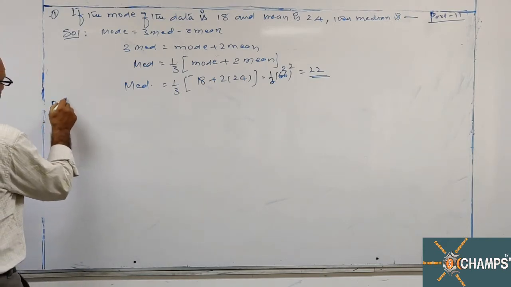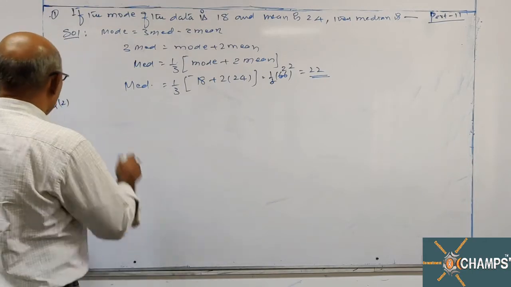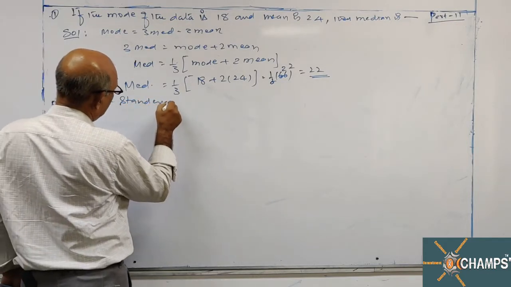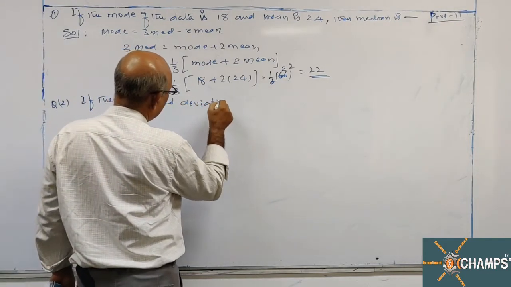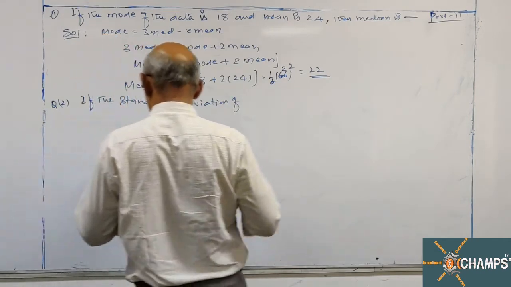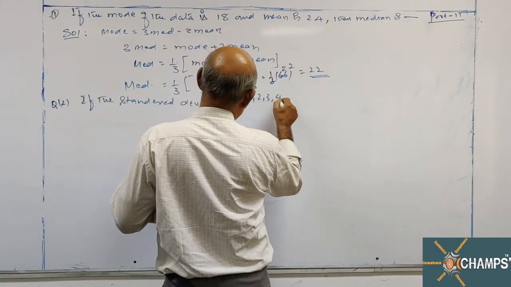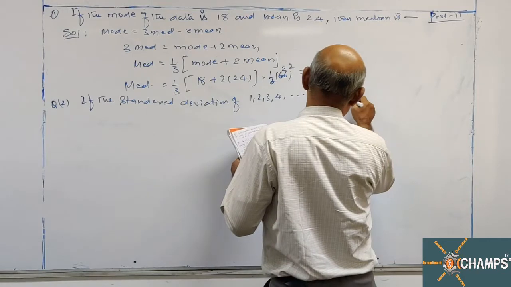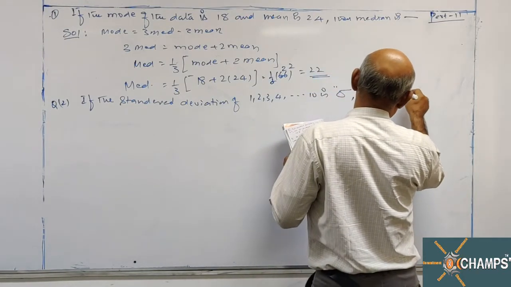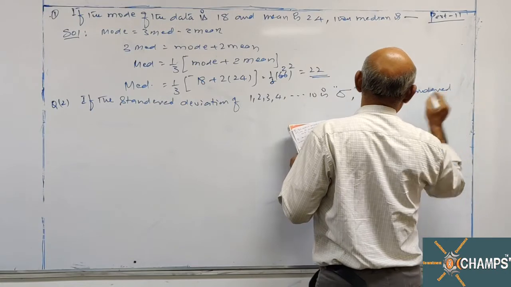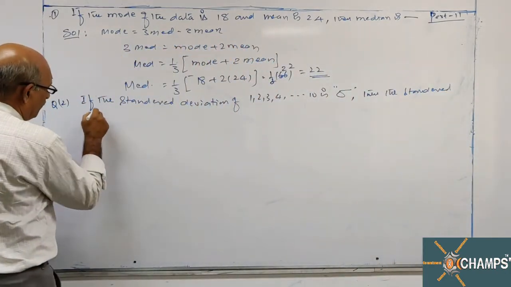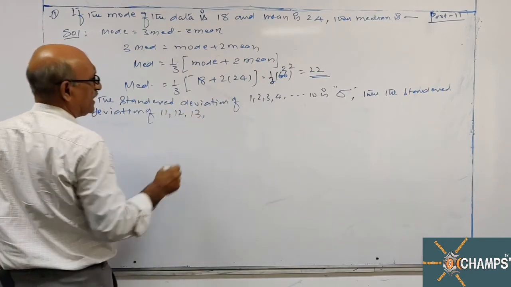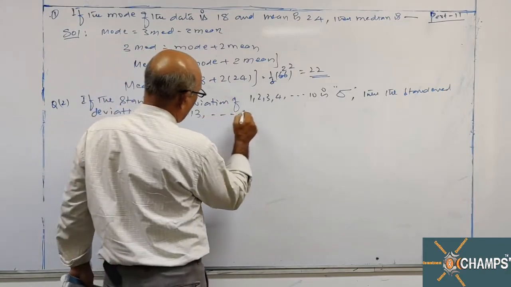Look at the question number 2. If the standard deviation of 1, 2, 3, 4, etc. 10 is sigma, then the standard deviation of 11, 12, 13, etc. 20 is?